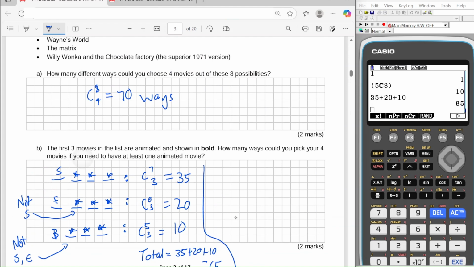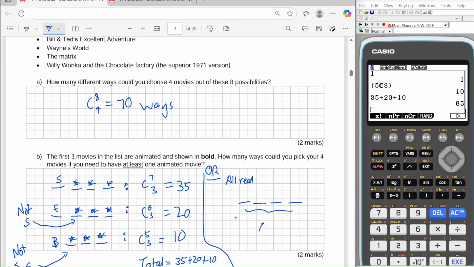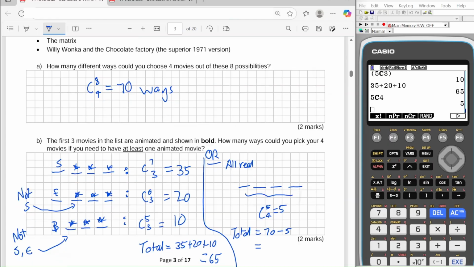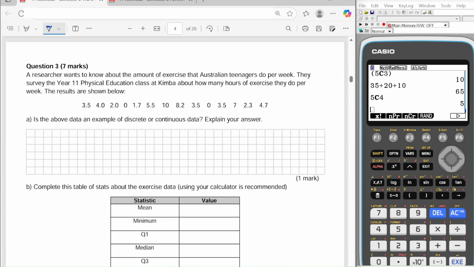So the other way that you can do it is we can look at all real, or like all live action movies. So we've got 4 spots. There's 1, 2, 3, 4, 5. So that would be 5, 4. And we can work out what that is. That's 5. And then the total is the 70 ways to do it. Take the 5 ways that you would fail by doing it, and that would also be 65 ways. So there's 2 separate methods. Just pick one of those 2 methods.